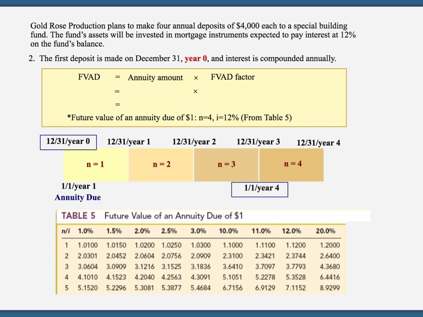Again, we'll take the $4,000 annuity. We're going to multiply it by the future value of an annuity due. We have the 12% again because it's compounded annually, and then there's 4 periods. So the factor for that will be 5.3528. We'll plug that amount in up here.